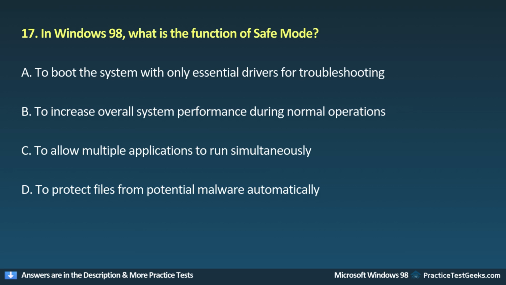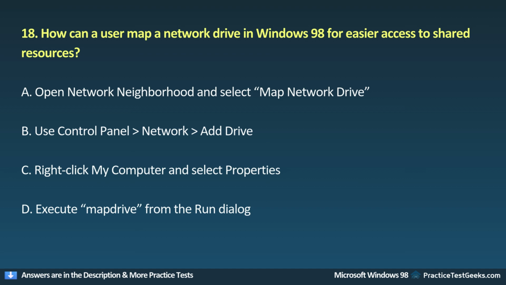17. In Windows 98, what is the function of Safe Mode? A. To boot the system with only essential drivers for troubleshooting. B. To increase overall system performance during normal operations. C. To allow multiple applications to run simultaneously. D. To protect files from potential malware automatically.